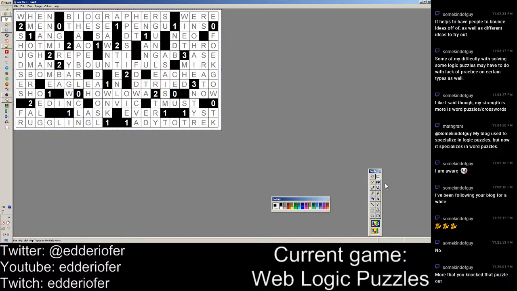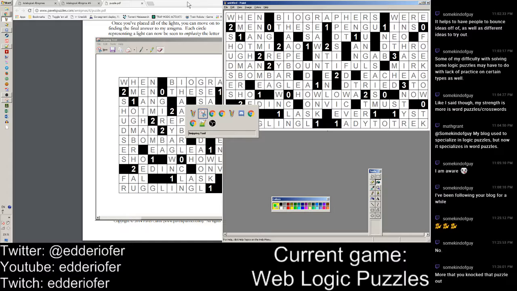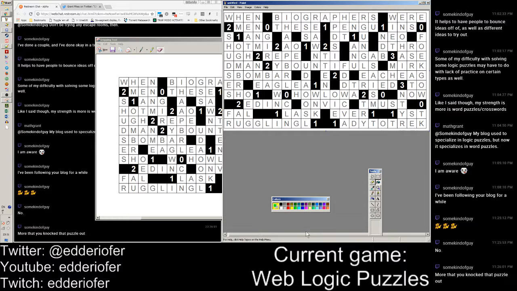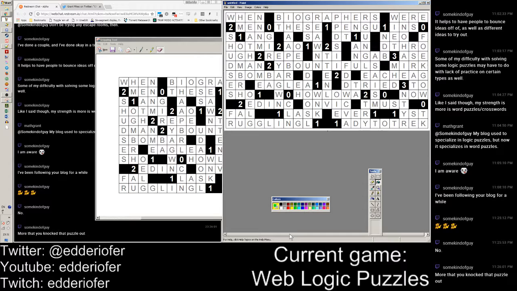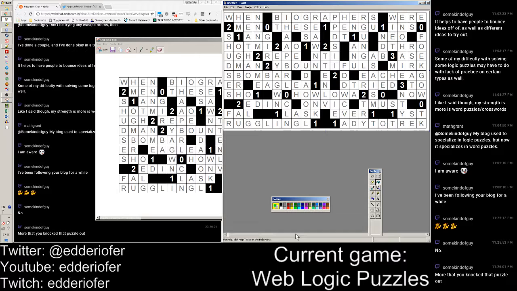By the way, I don't know if you've noticed, but the letters in the grid here actually form a rather odd text. When biographies were men, these penguins sang a sad tune of hot meows, and through repenting, abased many bountiful mercs, bombarded each eager eagle, and tried to show how low a snowed in convict must fall, ask every struggling lady to trek. What?